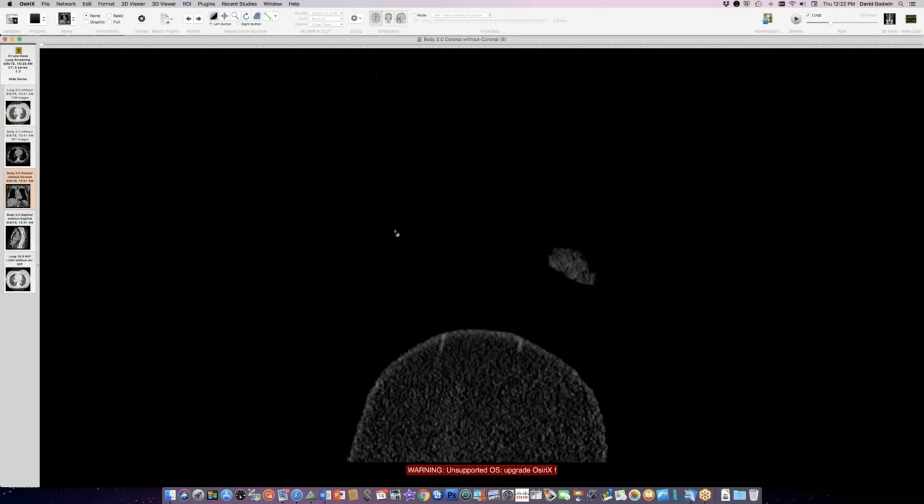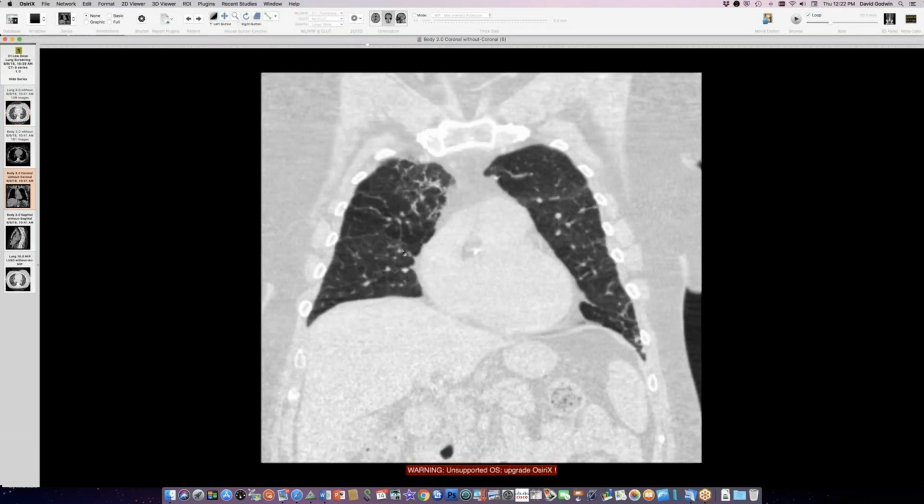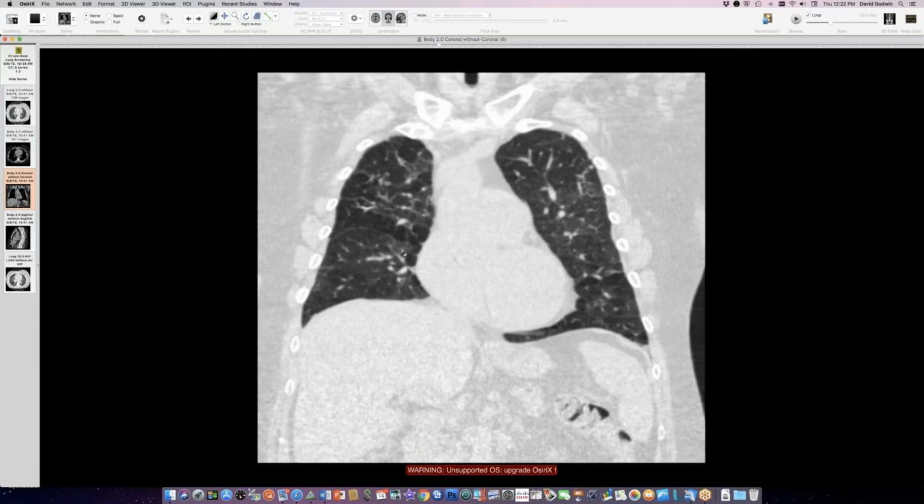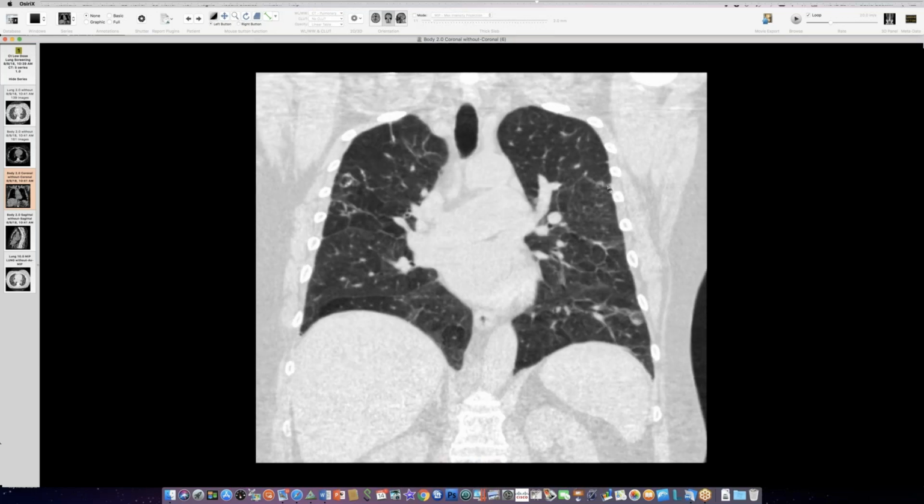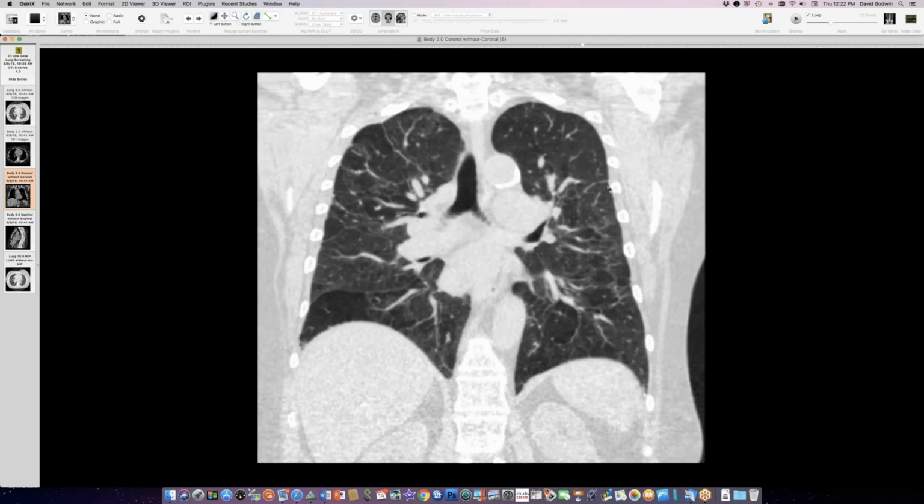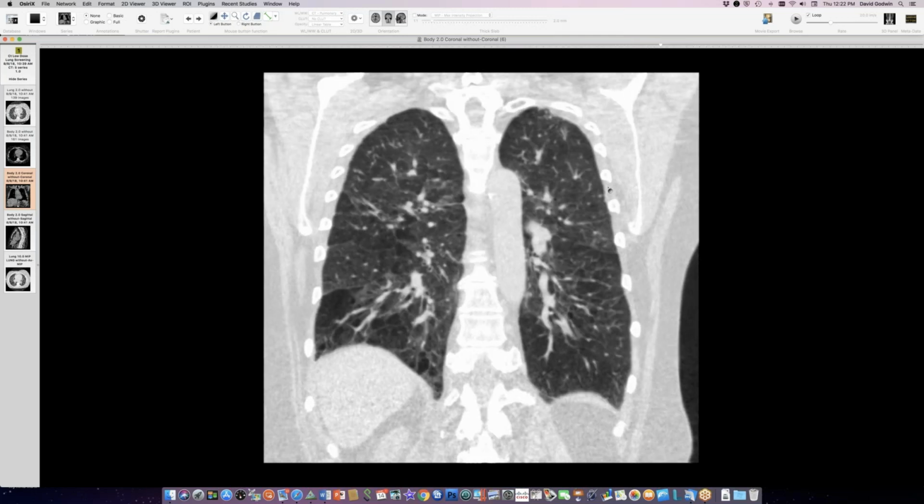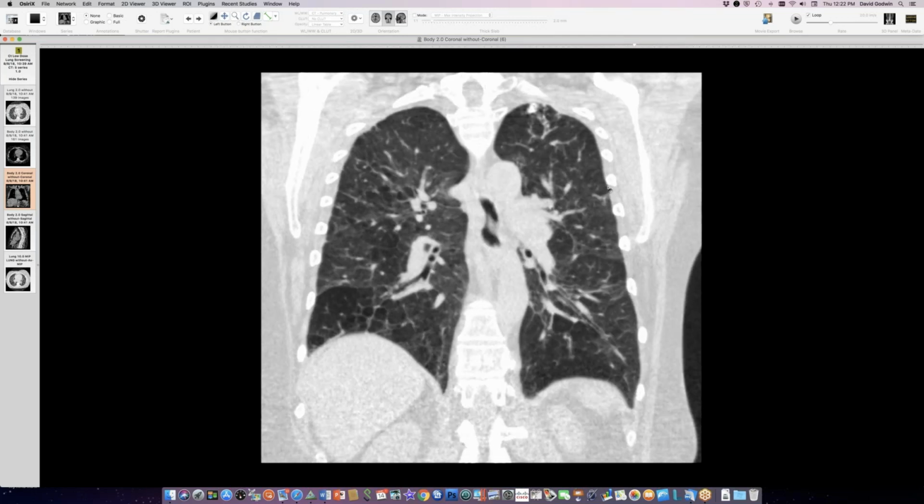Let's look at it in coronal here. It's got that upper lung concentration, including the subpleural stuff that is trying to be pseudoplaque. So I think this is sort of an incidental low-grade silicosis probably in a construction worker.